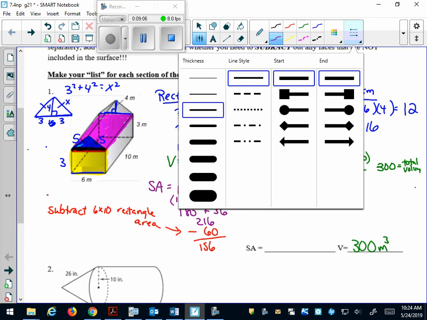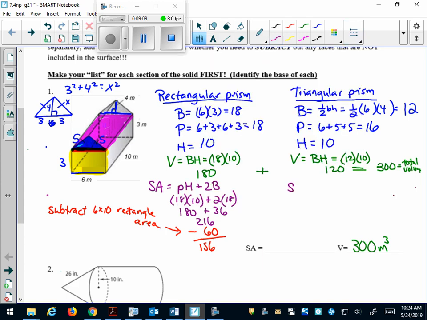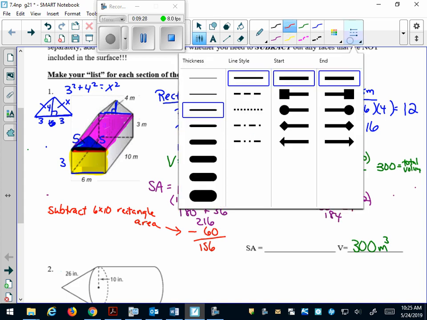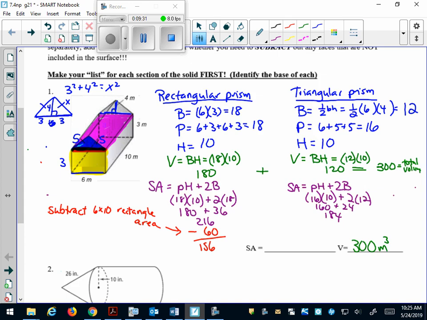Surface area, again, is PH plus 2B. Perimeter is 16, height of the prism is 10, area of the base is 12. 160 plus 24 is 184. Is there any part of that triangular prism that we need to subtract out? Same rectangle, right. So we have to subtract out the 60 again, and we get 124.